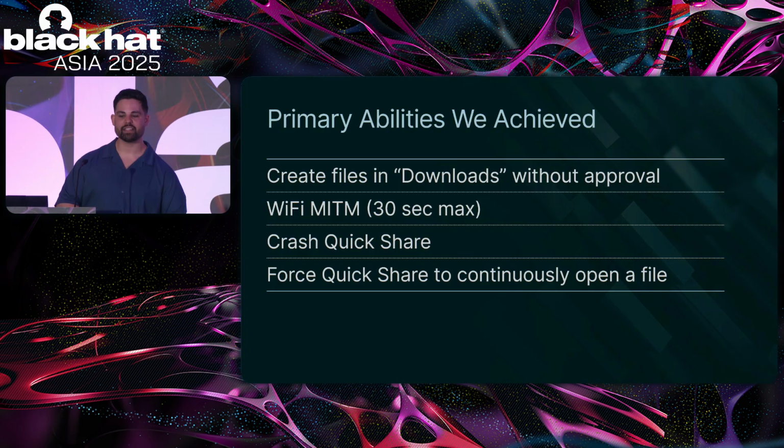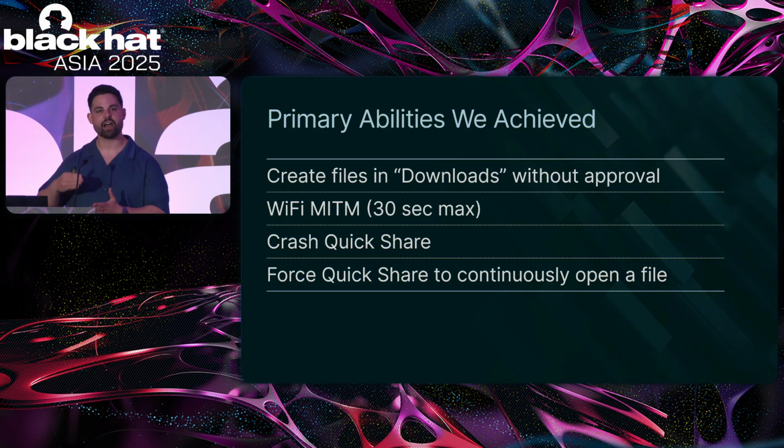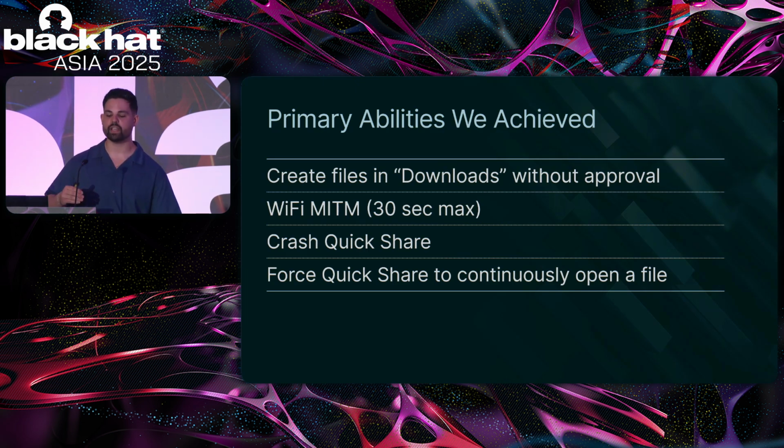The abilities we had so far are to create files in the downloads folder without the approval of the victim. Then we could also sniff its internet traffic for about 30 seconds. We could also crash QuickShare in multiple ways, and we could also force QuickShare into a loop where it continuously opens a file that we choose from the victim's folder.